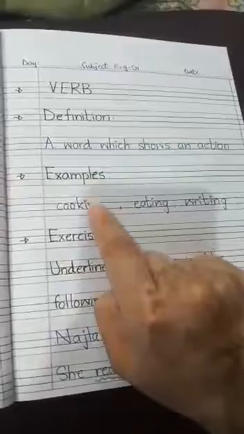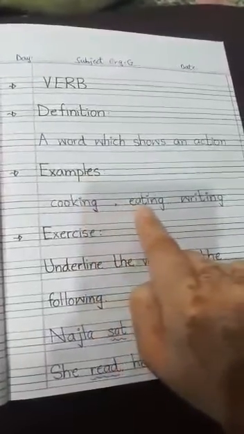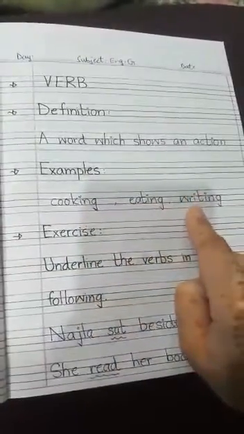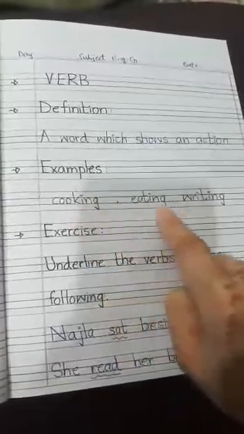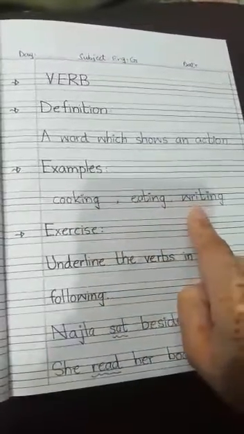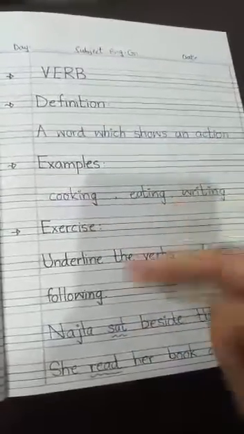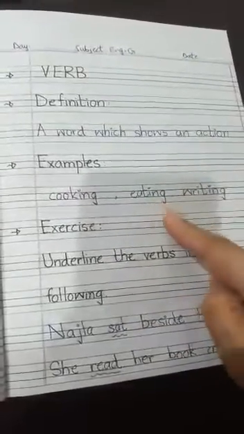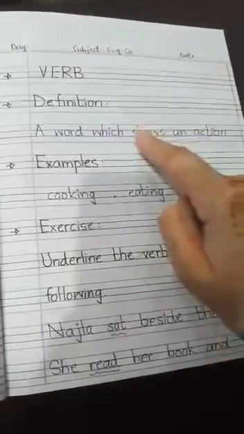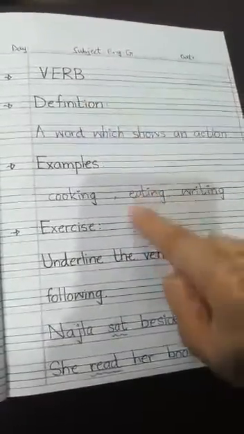Its examples are cooking, eating, and writing. All those words can show action because in all those things you are doing something. By doing something you are showing some action. That's why they are called action words.